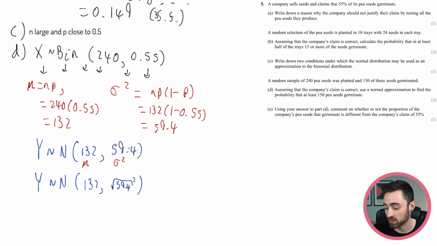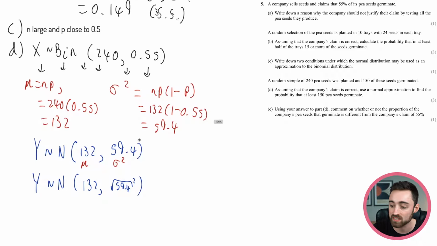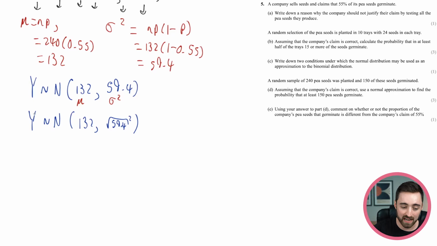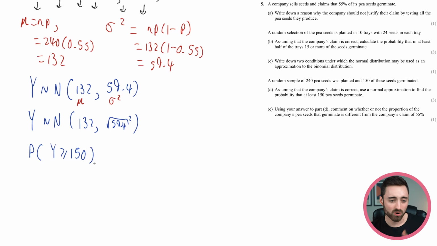So what do we now want? We want to find the probability that at least 150 pea seeds germinate. Okay, so you might be thinking, well, now we just need the probability that this Y is greater than or equal to 150. Not so fast. And the reason is we need to use what is called a continuity correction. Let's think about those words. We've got a binomial, which is a discrete distribution, and we are approximating it with a normal, which is a continuous distribution. So something bad's happened, hasn't it? We've gone from discrete to continuous, which obviously isn't perfectly mathematically correct. So we need to correct for this.